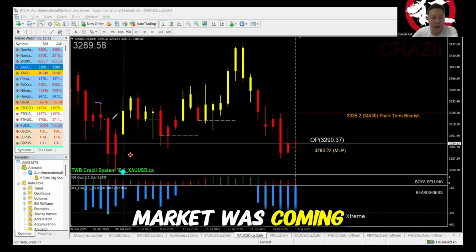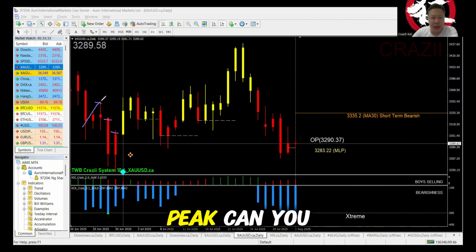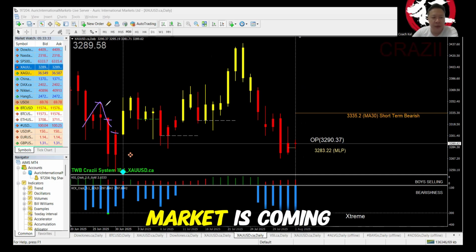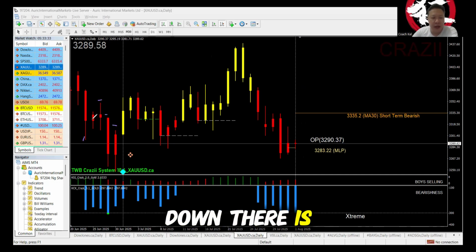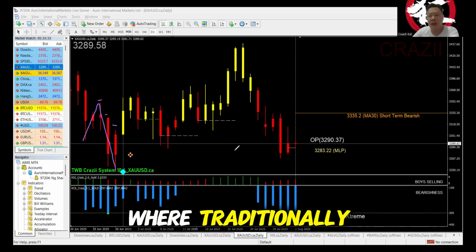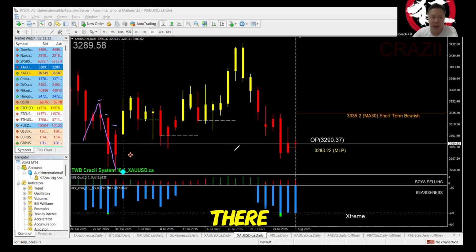Then take notice here. When the market was coming down, this is a peak. Can you see that? So this is where traditionally a lot of people will put their stop loss. That means that when they short the market, they short it here.